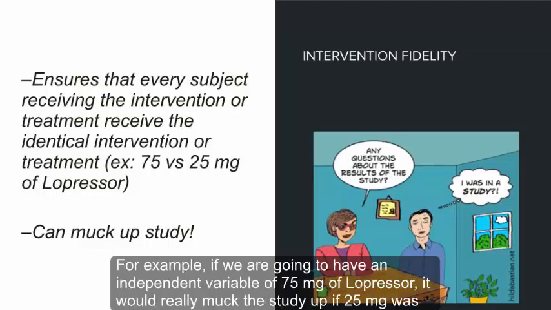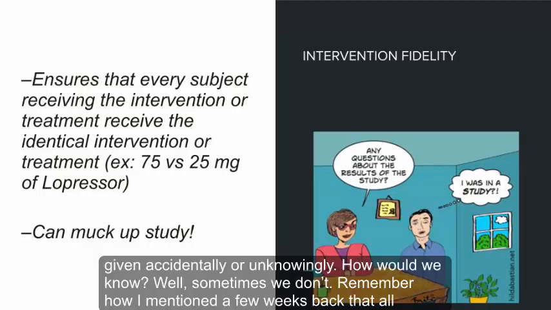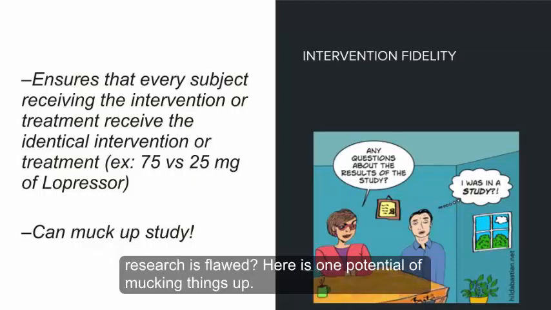For example, if we were going to have an independent variable of 75 milligrams of low pressure, it would really muck the study up if 25 milligrams was given accidentally or unknowingly. How would we know? Well, sometimes we don't. Remember how I mentioned a few weeks back that all research is flawed? Well, here is one potential of mucking things up.